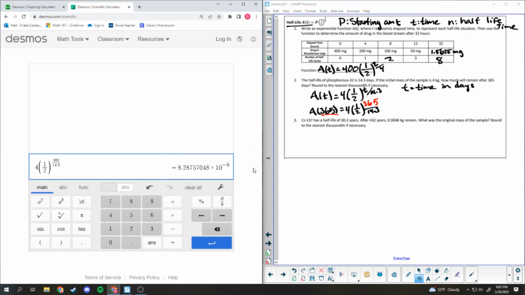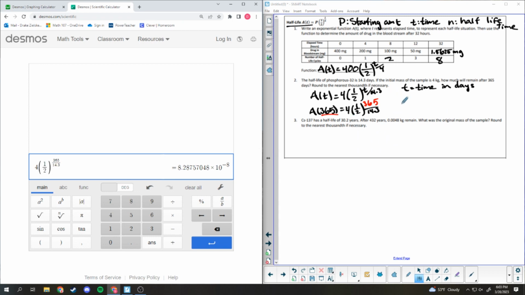Now, I don't know if they want us to convert to milligrams or something. I guess we could, but my answer is 8.28 times 10 to the negative 8th. Remember, a kilogram is 1,000 grams, so you could move your decimal place 3 to the right to go to grams, and there are 1,000 milligrams in a gram, so really, I think it would be a bunch of milligrams, like 8 milligrams or something. But in this case, we'll just leave it in kilograms.